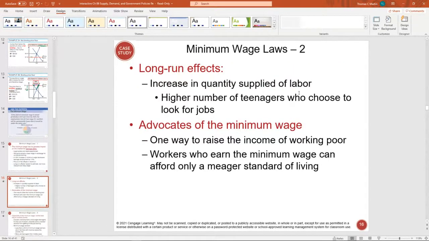Long run effects: increased quantity supply of labor, higher number of teenagers who choose to look for jobs. The advocates of the minimum wage: one way to raise income of working poor. Workers who earn the minimum wage can afford only a meager standard of living. But as I said, 50% of them live in households with incomes in excess of $100,000. So the standard of living doesn't change for them.